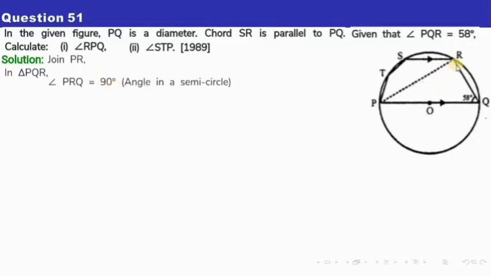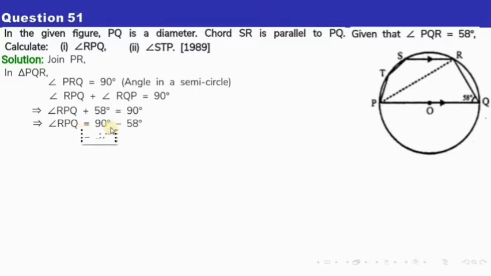Now if this is 90 degree, then the sum of this angle and this angle will be how much? It will be again 90 degree. So that's what is written out here. Now we know that this angle RQP, or if you read it the opposite way, PQR, is 58 degree. So instead of this I am writing 58 degree, and from here RPQ turns out to be 32 degree. So the first answer is 32 degree.